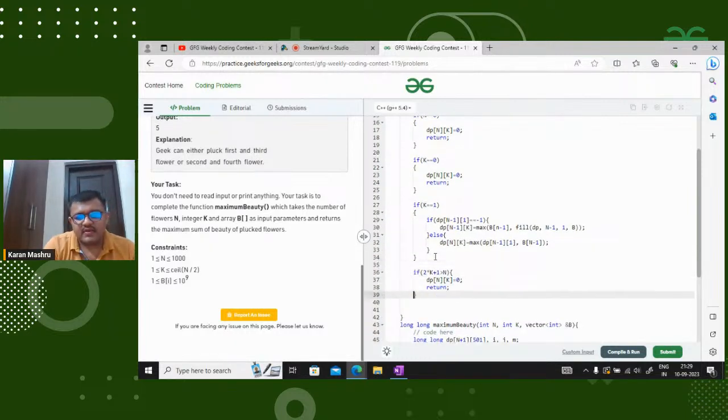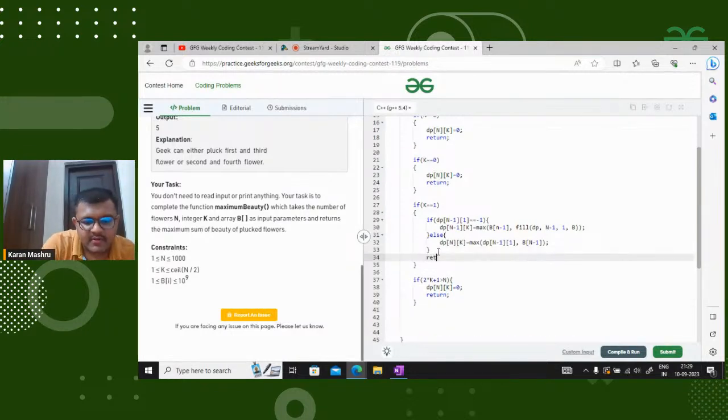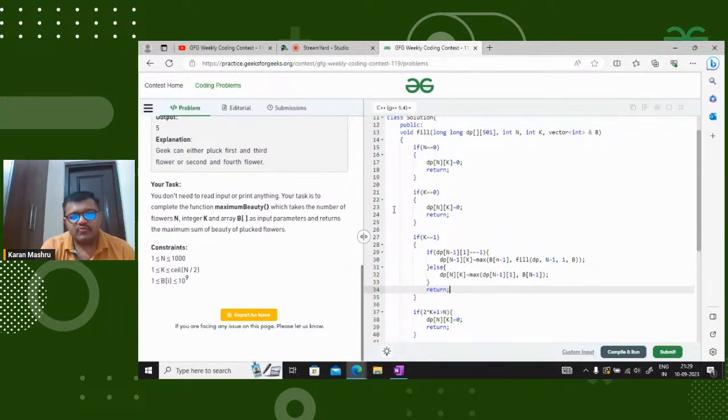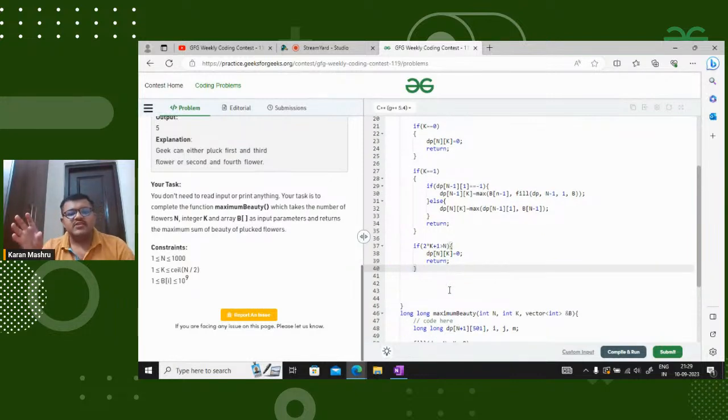Now the last part would be what, and here we will say return. So if k equals 0 or n equals 0, this would handle that. If k is 1, then this would handle it. If 2 star k plus 1 is greater than n, so we cannot pluck k number of flowers using the first n flowers, then we will make it 0.